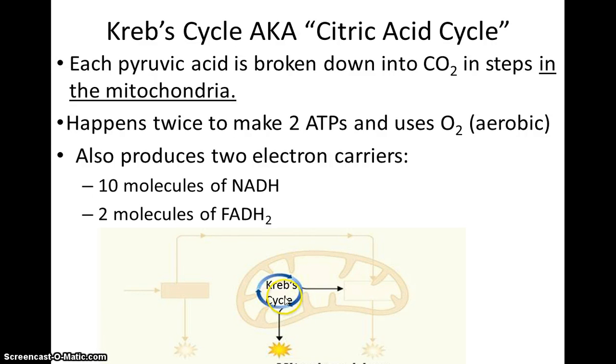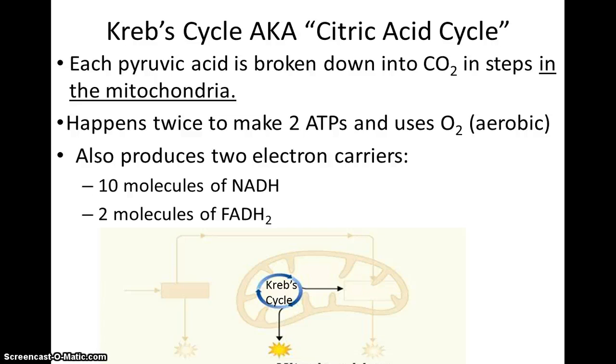This does occur in the mitochondria, and because it is a cycle, it keeps going around. Every time it goes around, it's going to make an ATP, so this will happen twice to make 2 ATPs, and this also is going to use oxygen. So unlike glycolysis, which was anaerobic, this is going to be an aerobic process that uses oxygen.